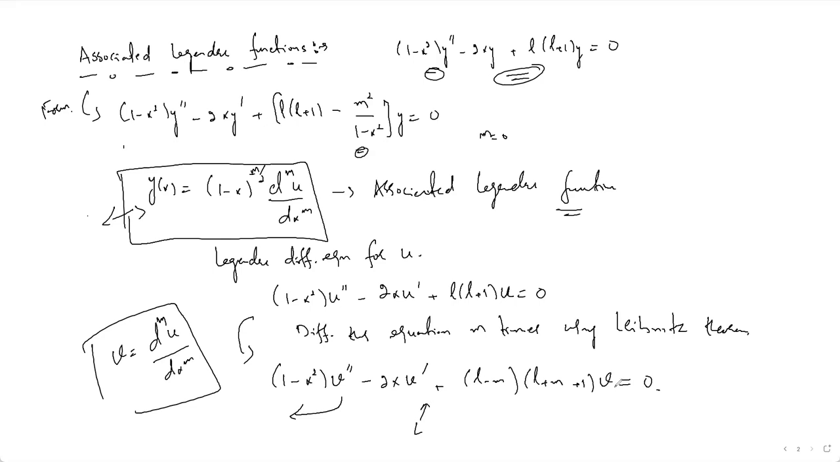Now what I will do, I will set this y of x equal to (1 minus x squared) raised to power m by 2 times v of x. I'm just substituting instead of y this (1 minus x squared) raised to power m by 2. Or I can say that v of x is equal to y of x into (1 minus x squared) raised to power minus m by 2.